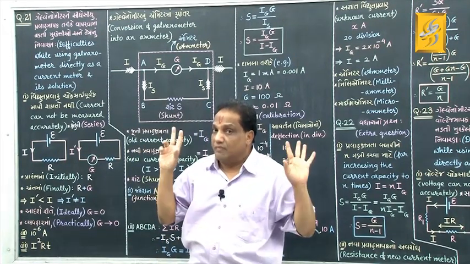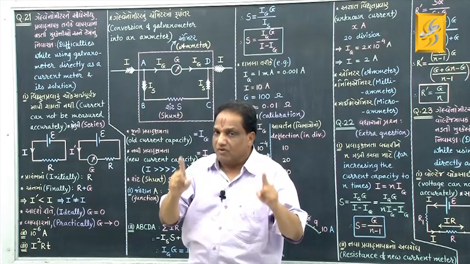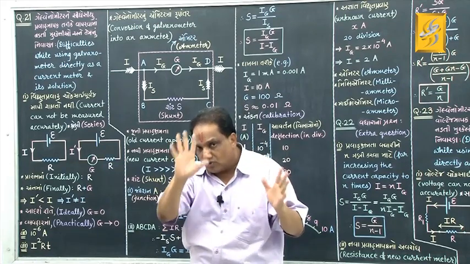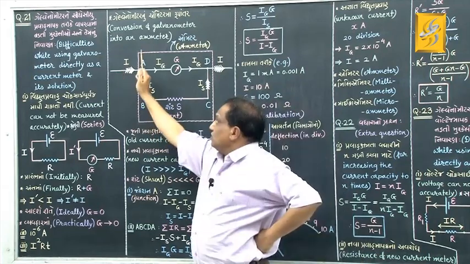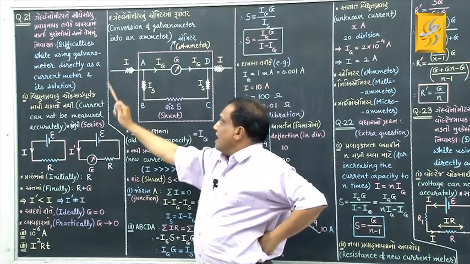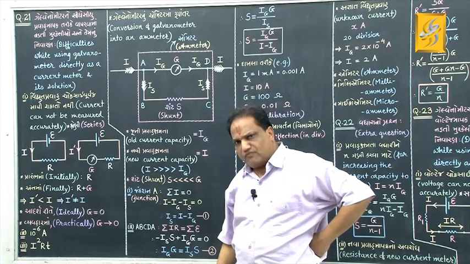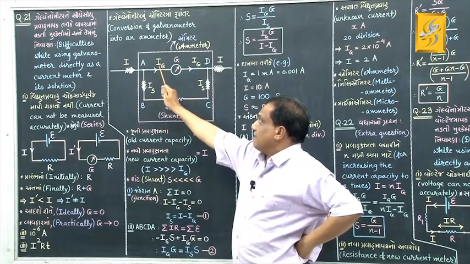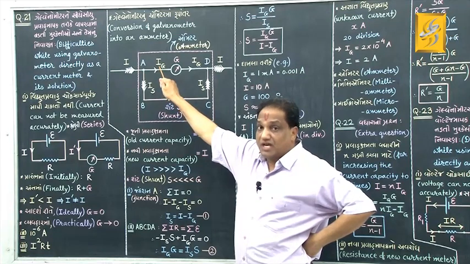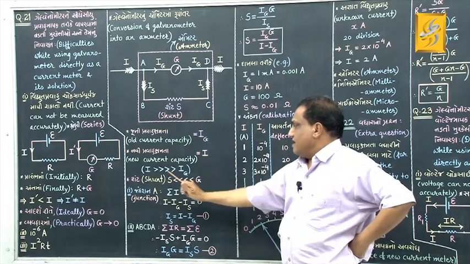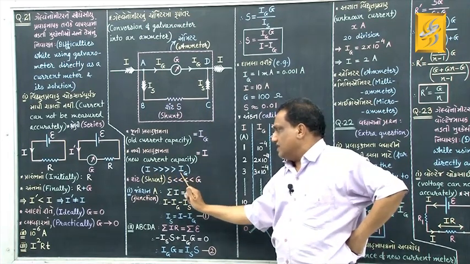Now that damage will not be there. The galvanometer will be saved from the possible damage. How? I am showing you. Through this parallel combination, I just pass total current, say capital I, which is very large as compared to the current capacity of this galvanometer, shown by symbol Ig. The value of I, just take very much greater than Ig.